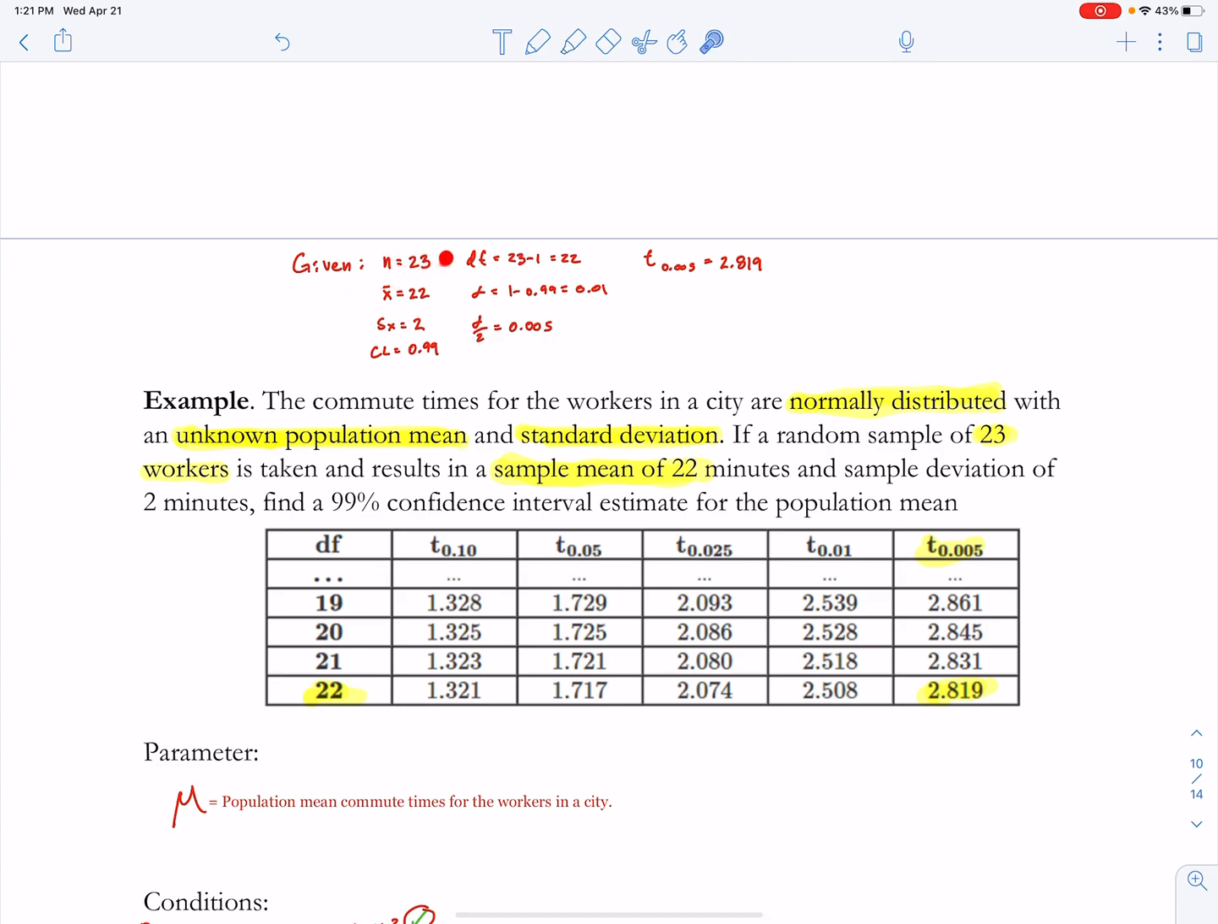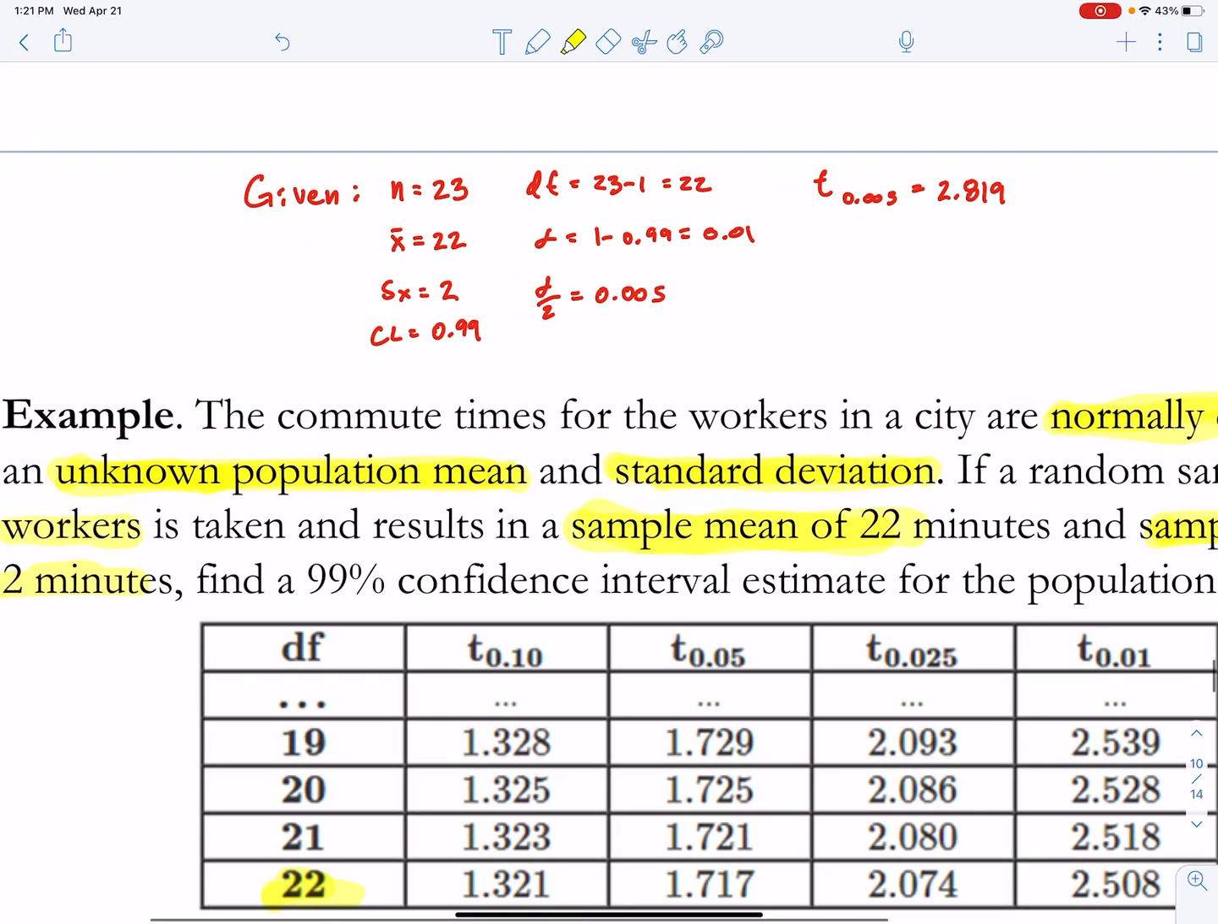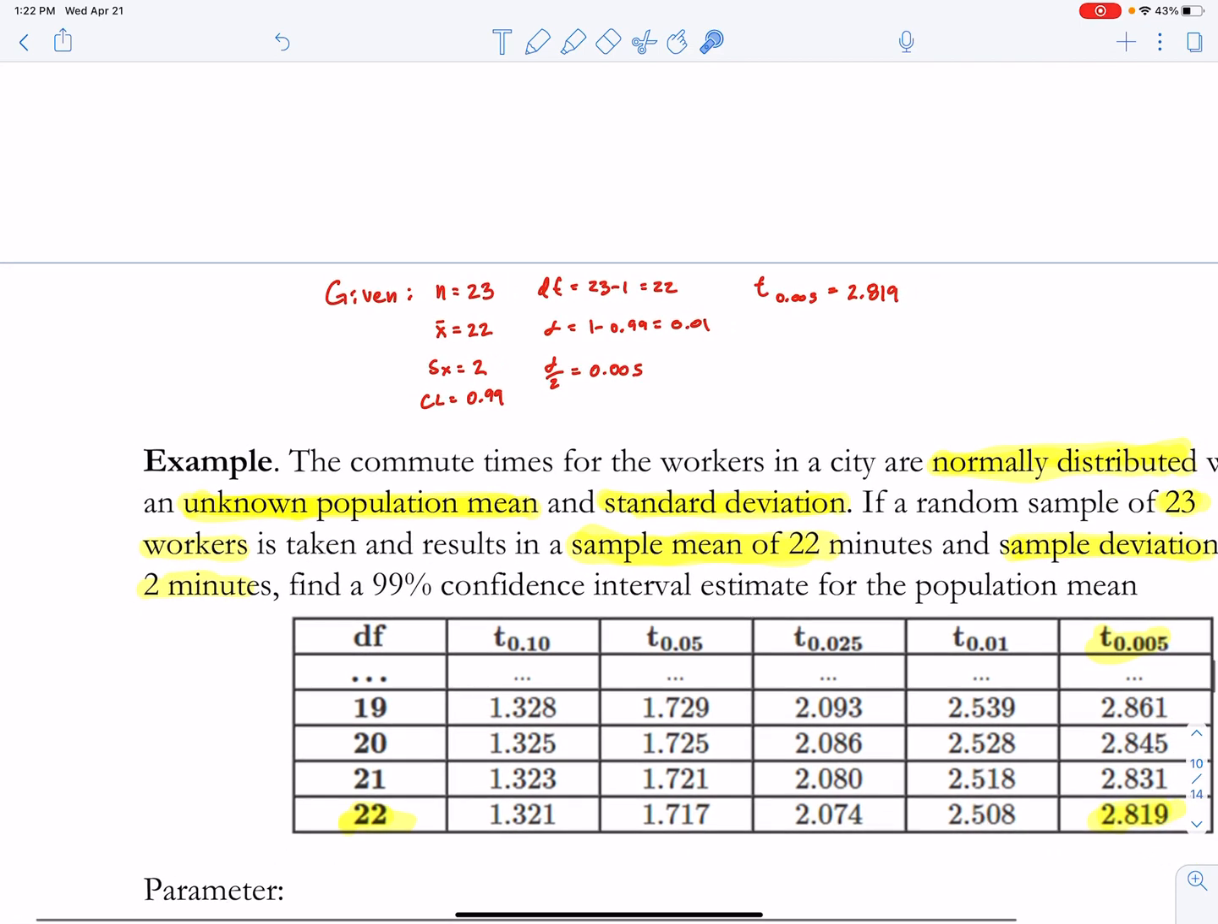So we have our sample. It says a random sample of 23. We have a sample mean, x bar, that's 22. We have a sample deviation of 2 minutes. That is right here that I'm circling. Sample deviation 2. It gives us a confidence level. There's a lot of highlighting here, which is why I didn't want to highlight too much. It gets a little chaotic. We have a confidence level of 99%, so 0.99.